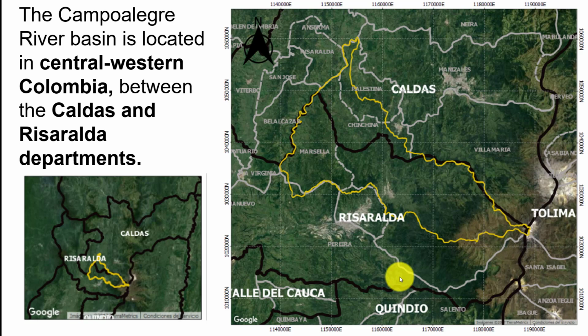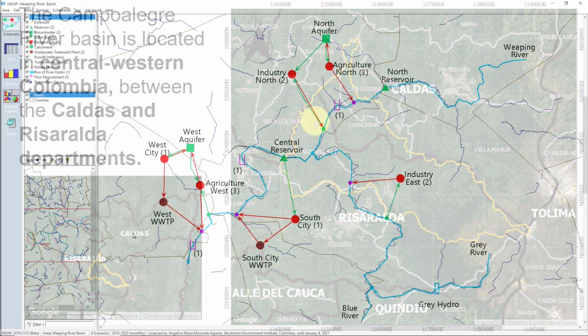As an example, we will assume that the basin, which is the area of study, is the Campo Alegre River Basin. This basin is located between the departments of Caldas and Risaralda in Colombia. It is possible to define the boundaries of the area knowing where the basin is. Go to WEAP.